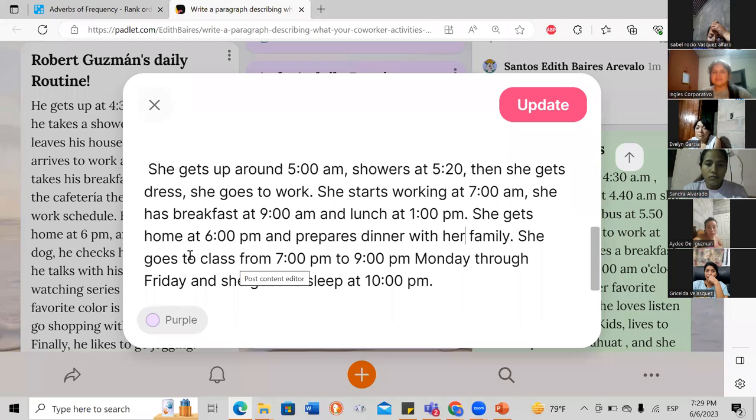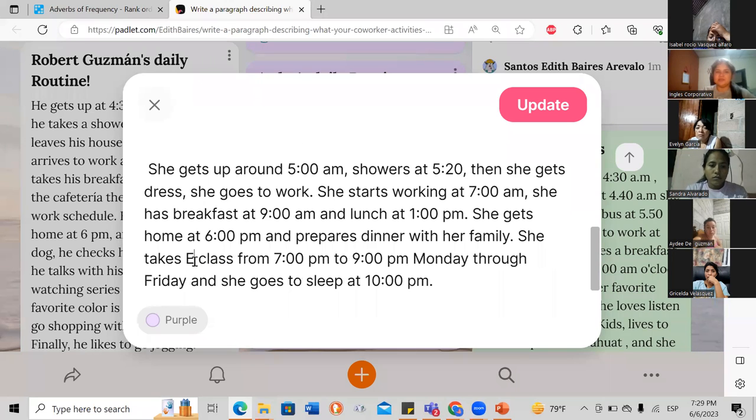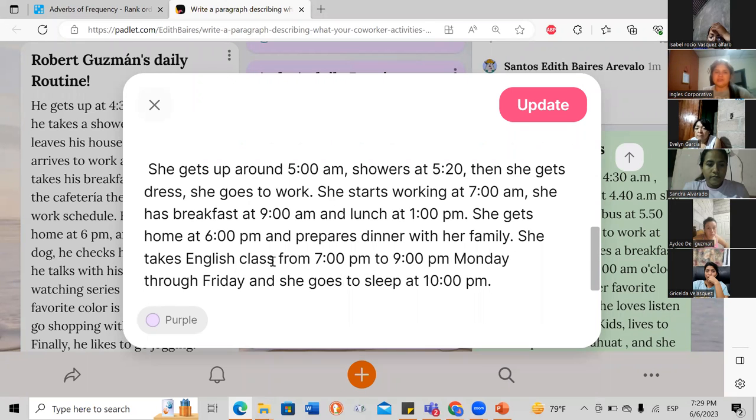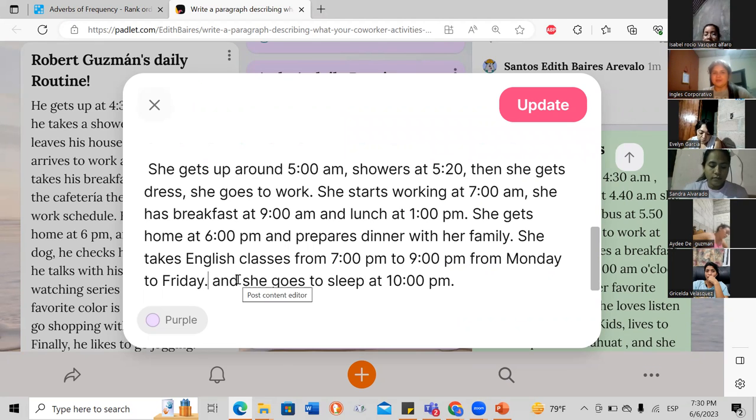Or she takes English. She takes English classes from 7 p.m. to 9 p.m. on Monday to Friday. De lunes a viernes, okay? From Monday to Friday, period. And she goes to sleep at 10 p.m. Okay?